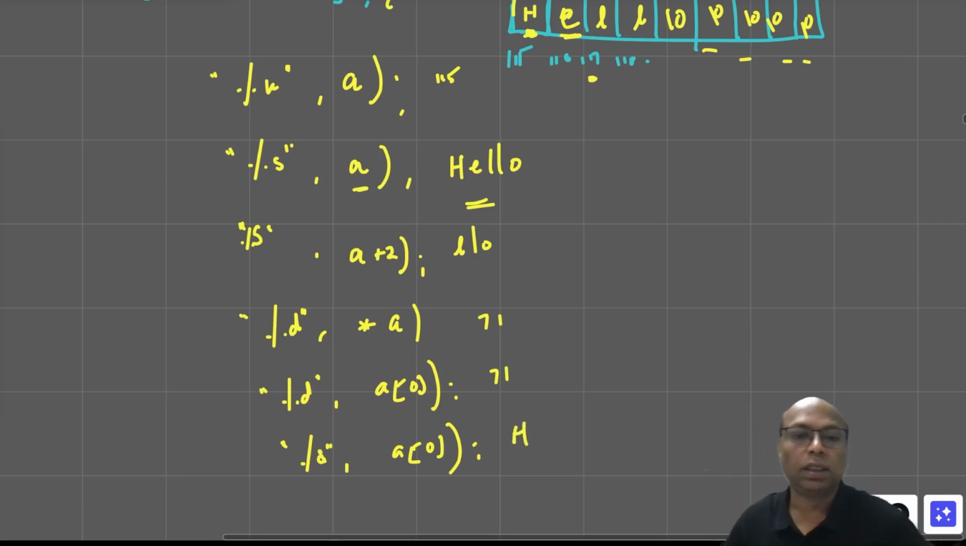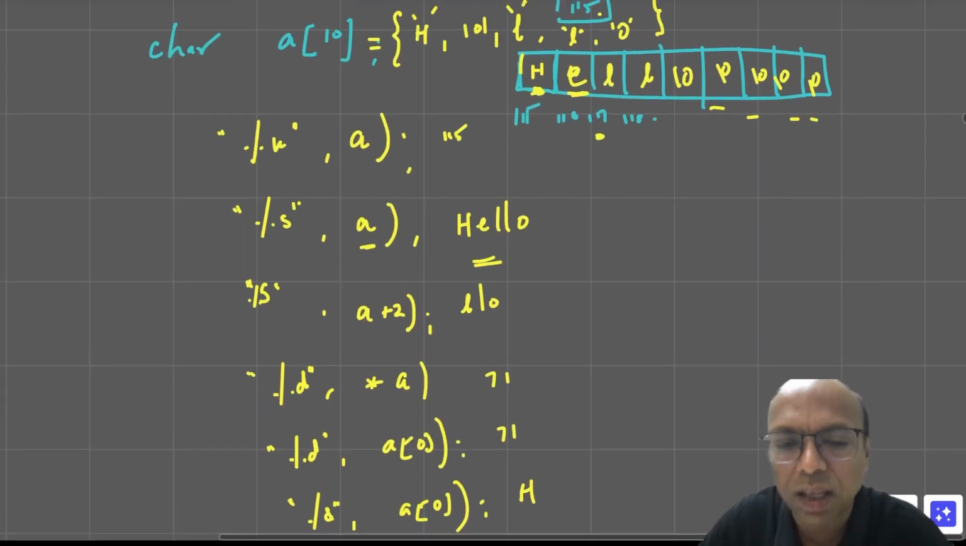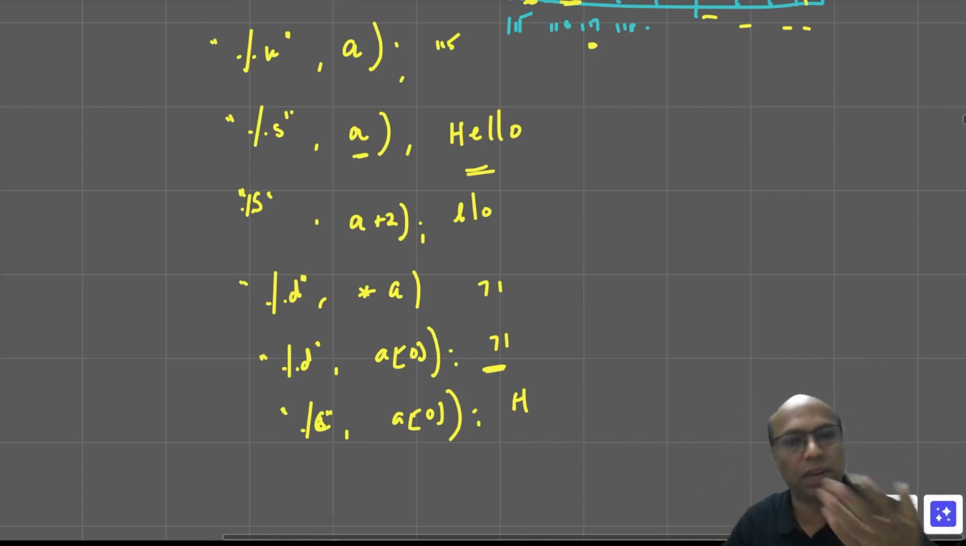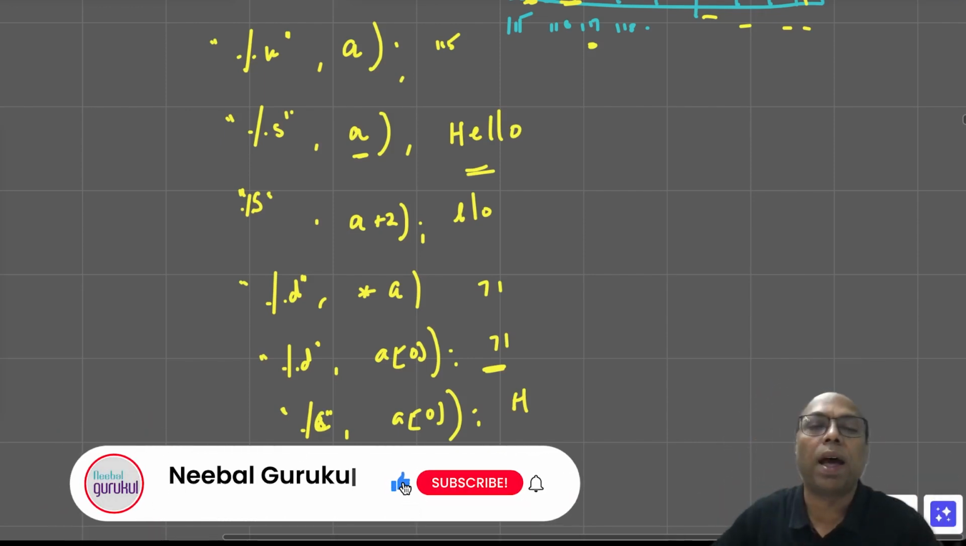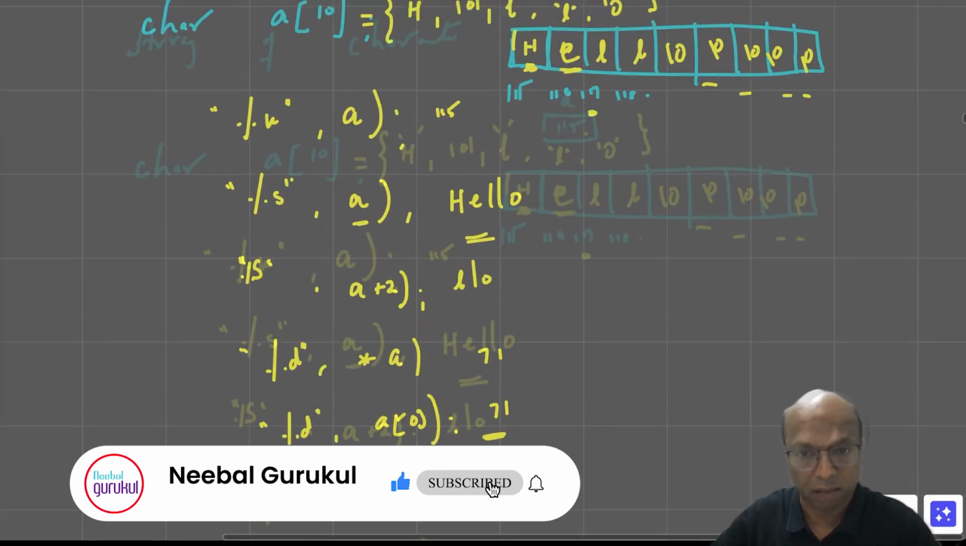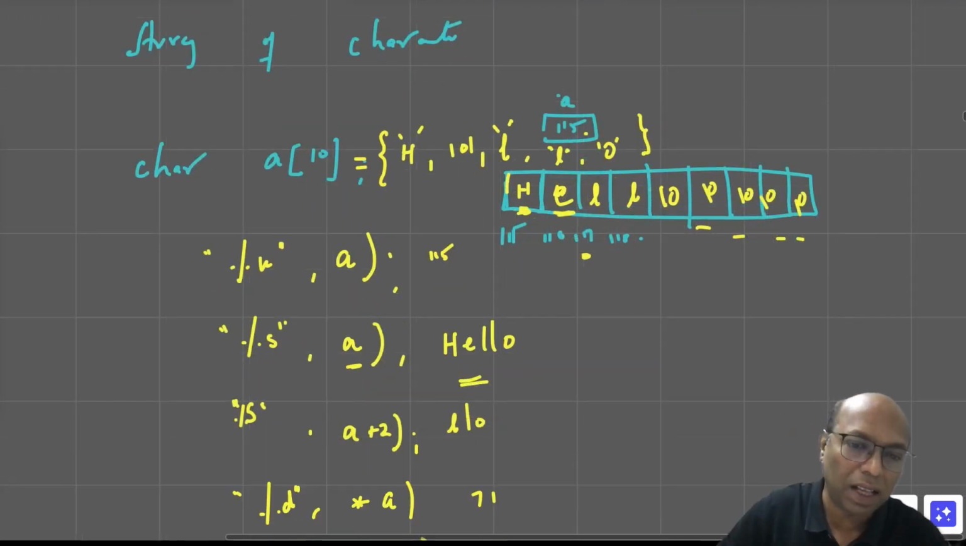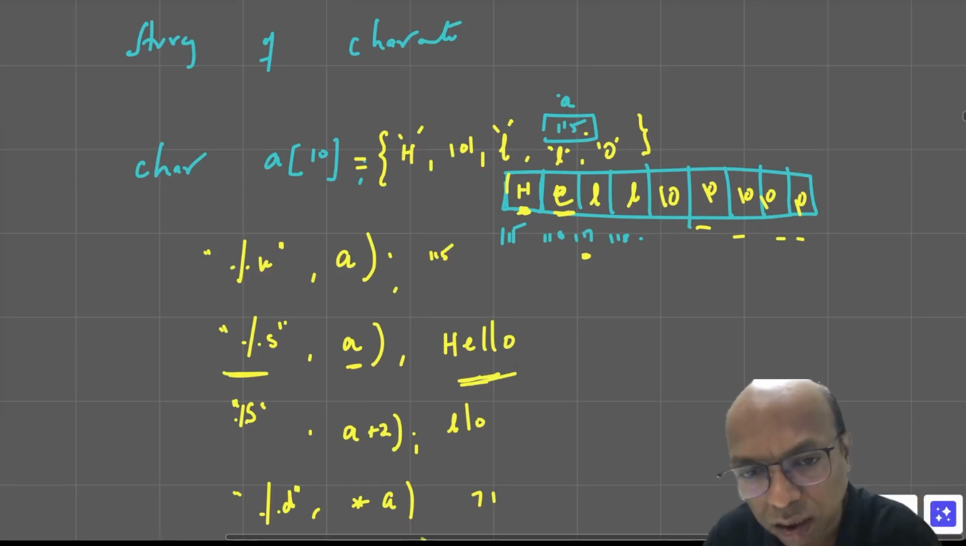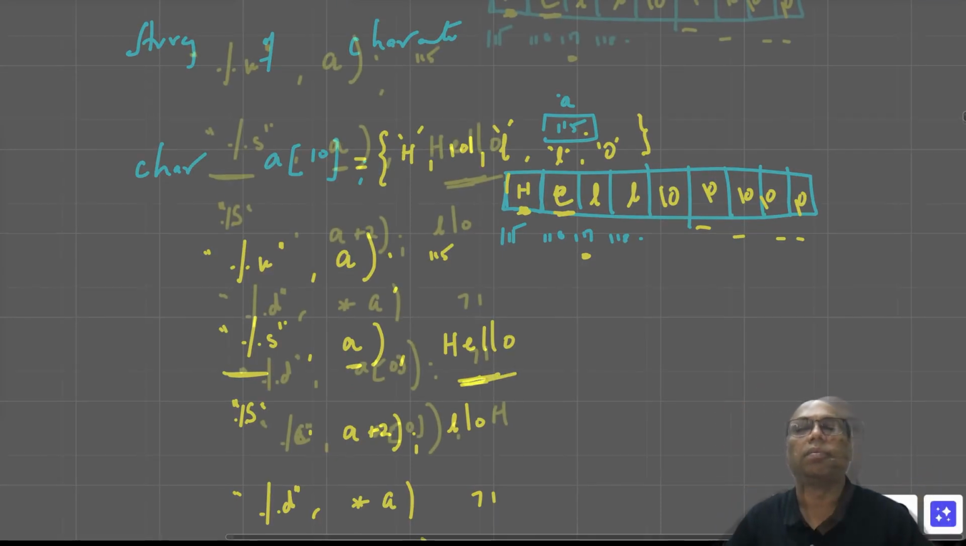Got it? That means in this place H is not stored. But in display, if you give me the binary form of 71 and put percentage C, I will give the corresponding character for 71. That's it. Whenever you supply an address of a character and supply percentage S, it will start printing from the address till it reaches a null character. That's it. Got it?